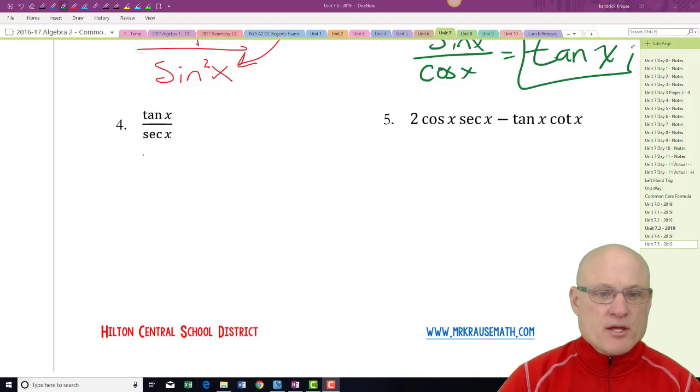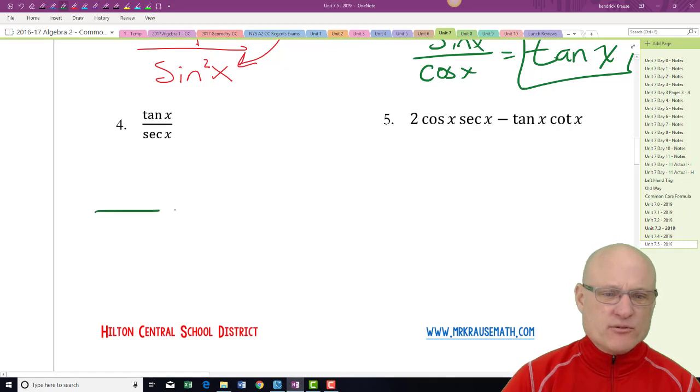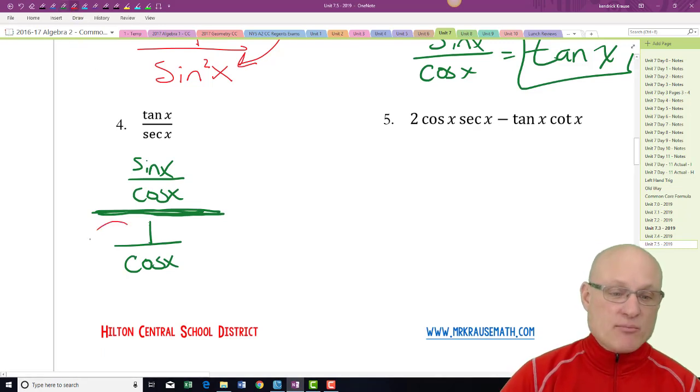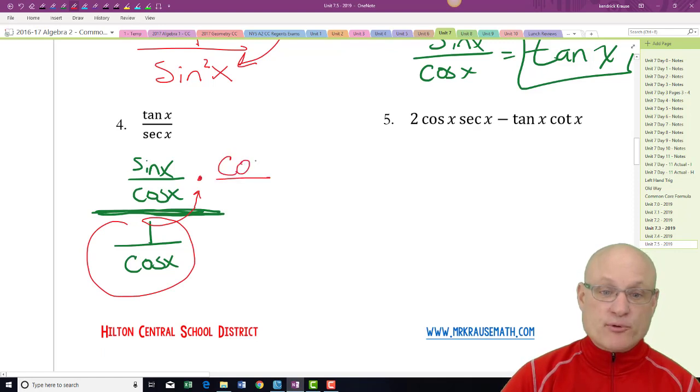All right, here we go. We're going to turn them all into sines and cosines. So the numerator becomes sine x over cosine x. Now, see how this one's a longer fraction line? And then I do a little fraction. And then secant is 1 over cosine x. Now again, dividing by a fraction is the same as multiplying by the reciprocal.